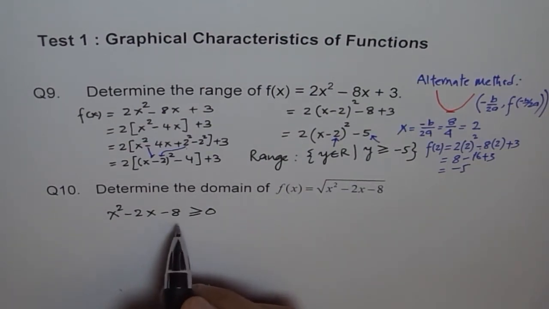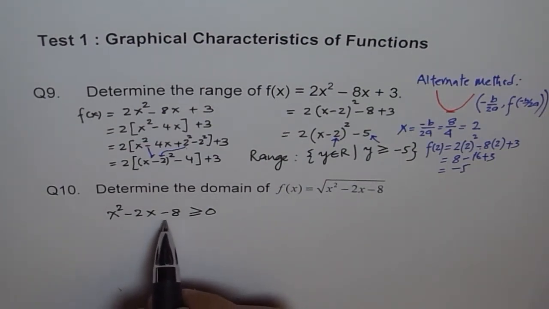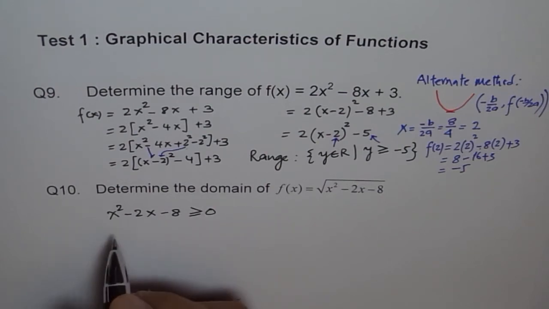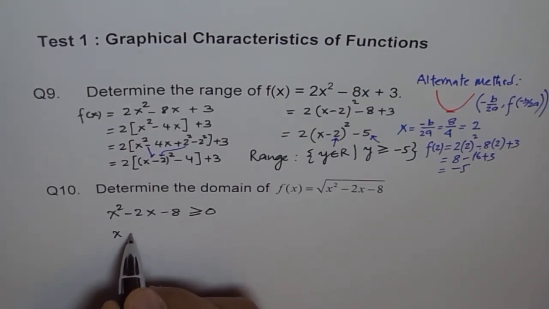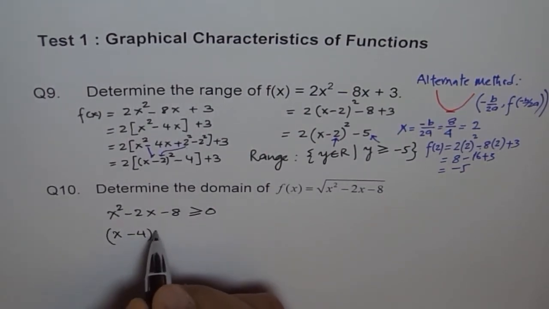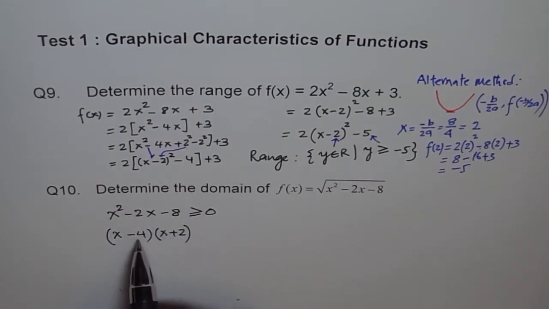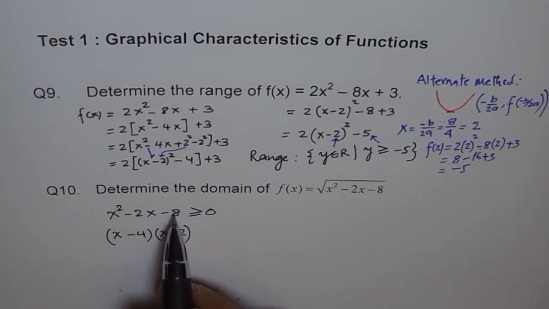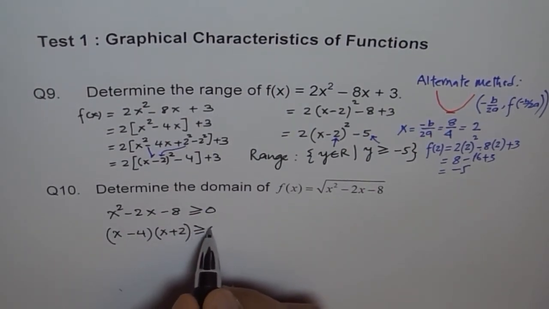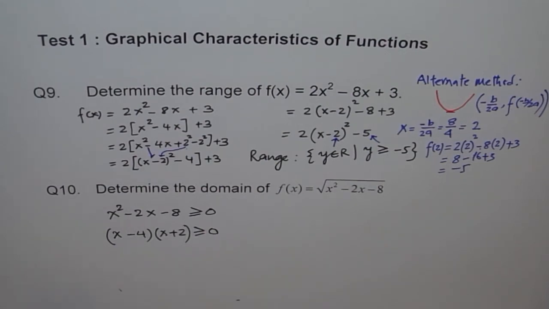So let's factor this. We are looking for a product of minus 8 and a sum of minus 2. So we can write this as x minus 4 times x plus 2, right? When you multiply minus 4 with 2, you get minus 8, and when you add them, you get minus 2. This should be greater than or equal to 0. Now you have to solve this inequality.